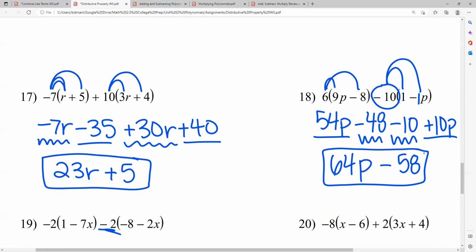So if you have any questions, don't hesitate to reach out. And that is how you can use the distributive property.